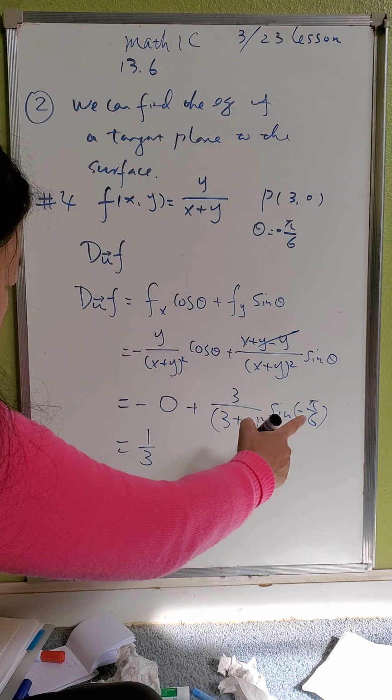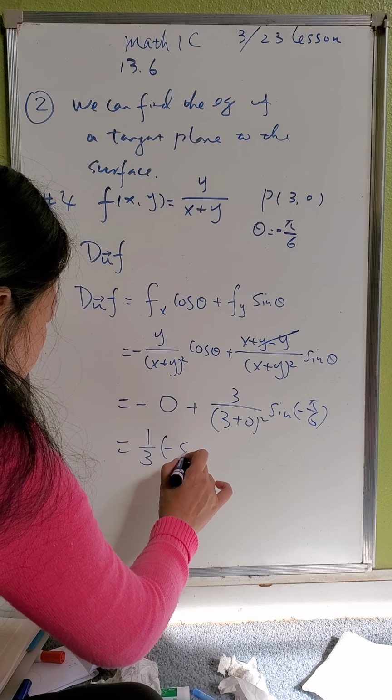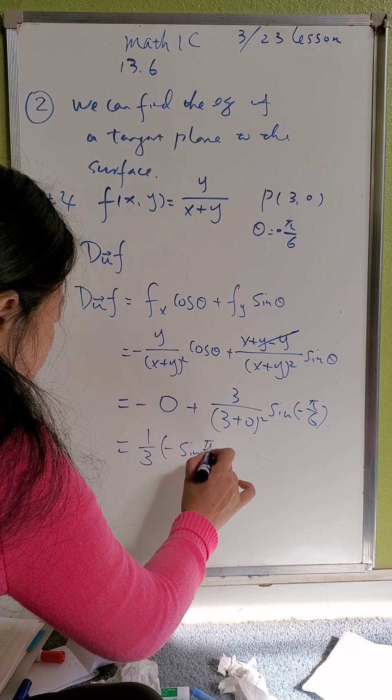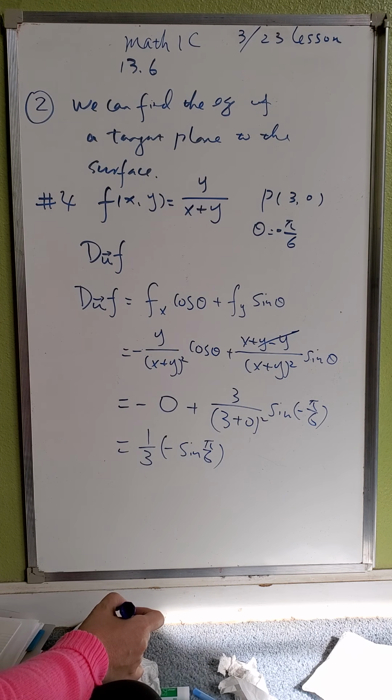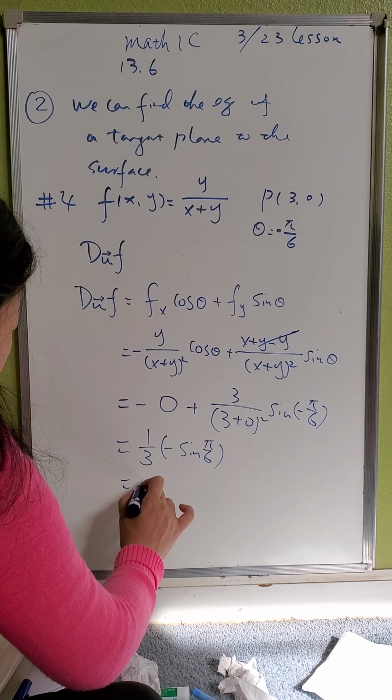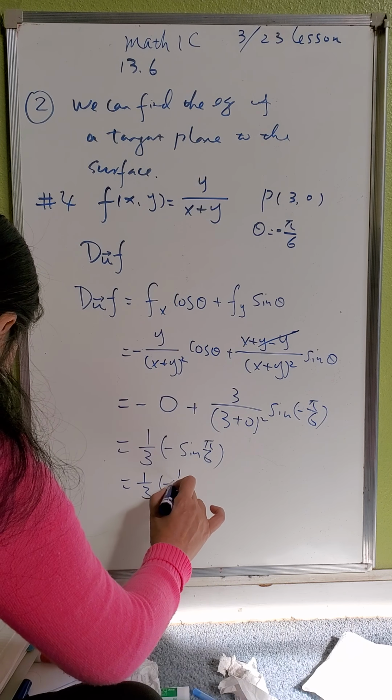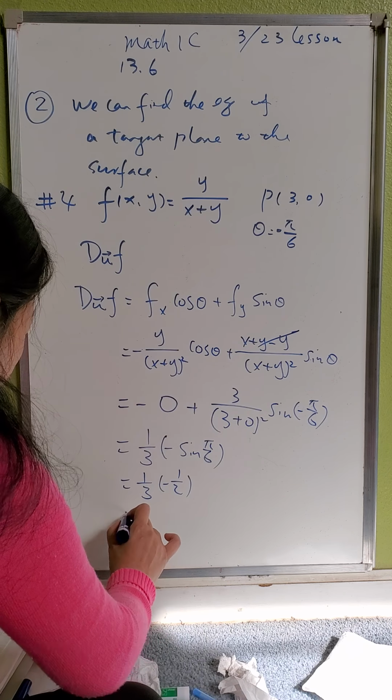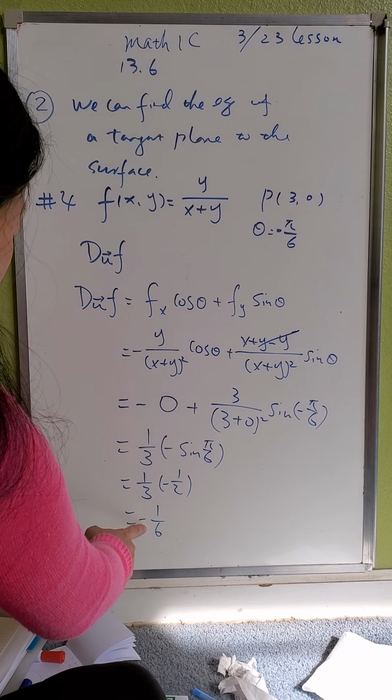Sine of negative is the same as negative sine. Sine of pi over 6 is 30 degrees, so it's 1/2. It comes out to negative 1 over 6. So the slope is negative, which means you're going downhill, okay? That's what negative means here.